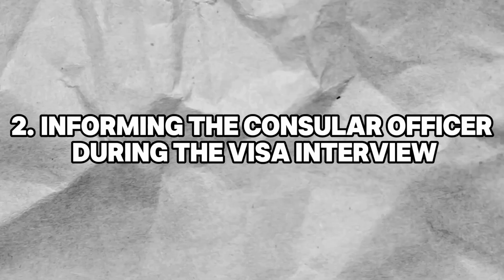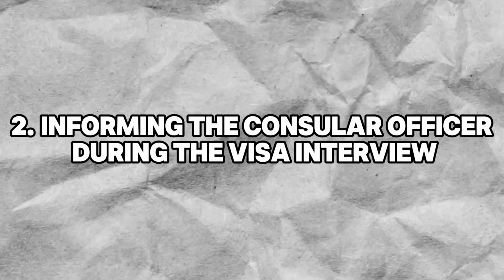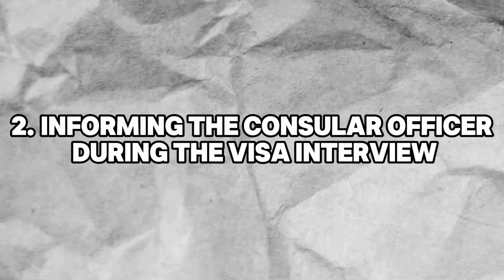The second way to correct the mistake on the DS-260 is to inform the interviewer, the consular officer, at the interview. If your DS-260 form has been sent to the U.S. consulate, basically your case has been sent to the U.S. consulate already, and NVC cannot unlock it, don't worry. You will have another opportunity to correct the mistakes on the form during the visa interview.